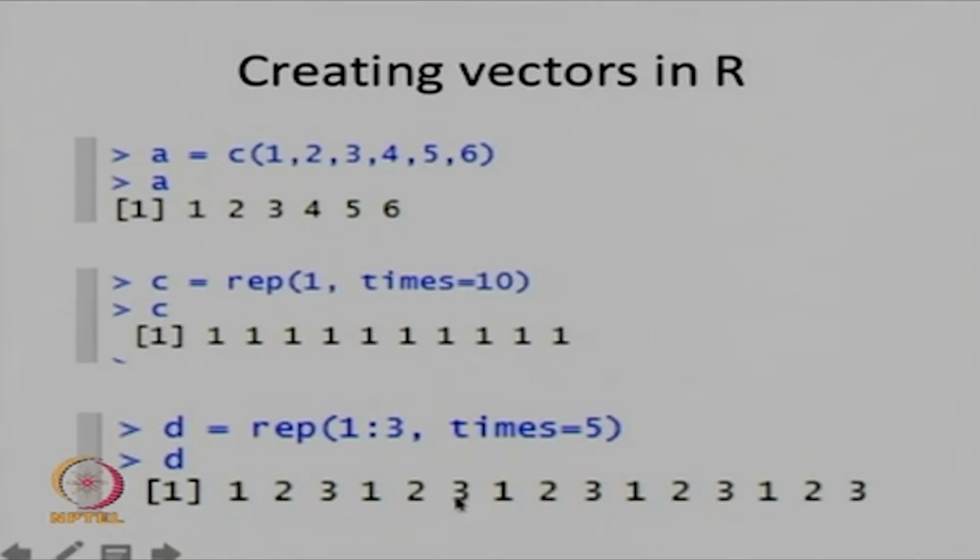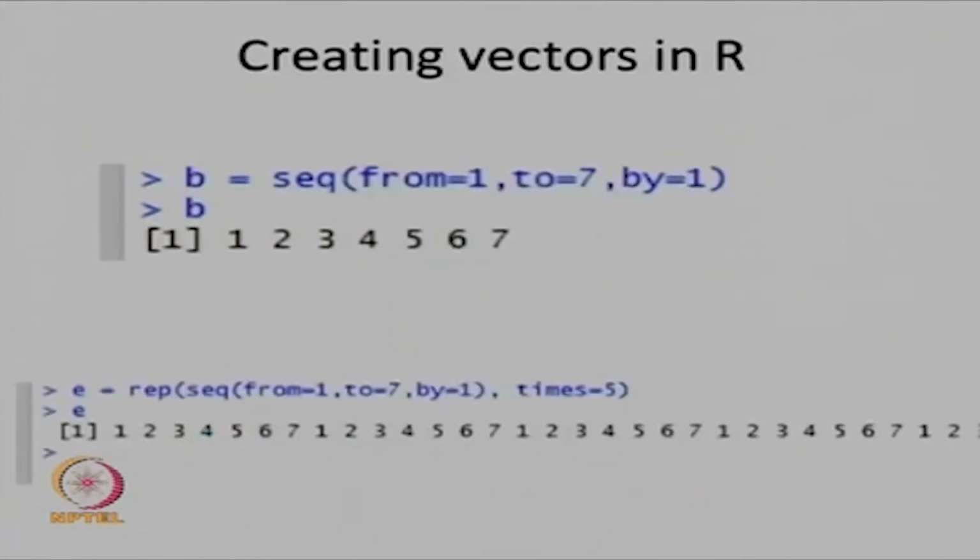You can repeat a sequence. So let us say you have 1 2 3, and 1 colon 3 would be 1 2 3, and this has to be repeated 5 times, and you can accordingly get this particular vector. You can also create a sequence. So this is another example of a sequence where you go from 1 to 7 in steps of 1, and you will get this particular thing.